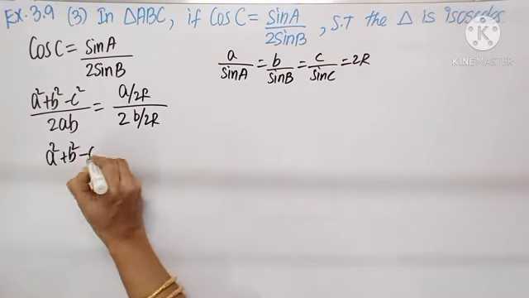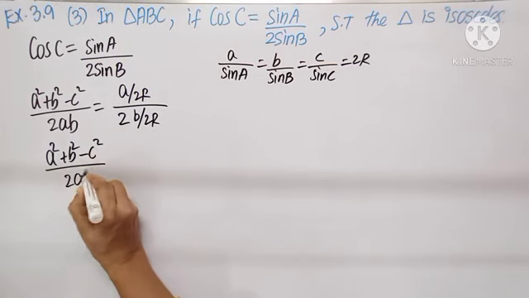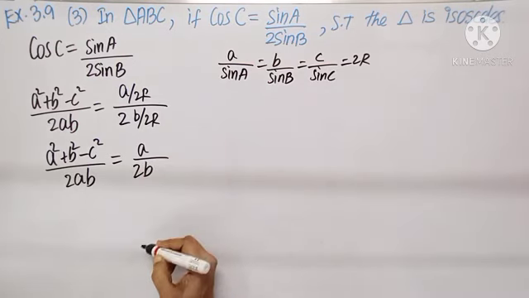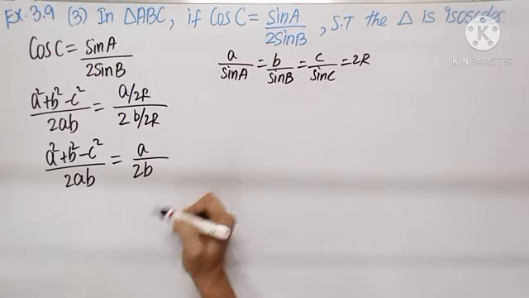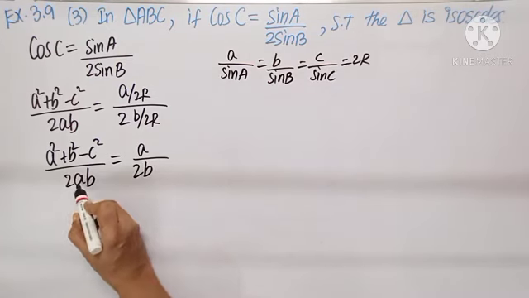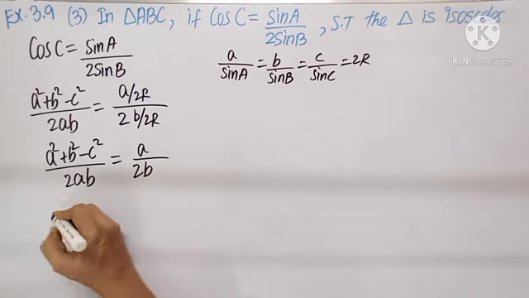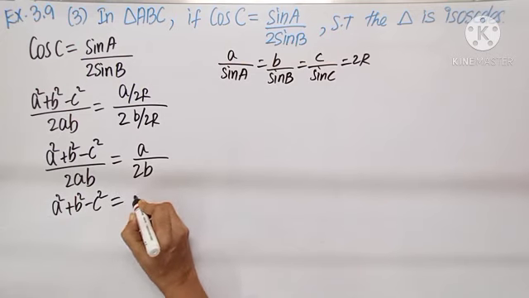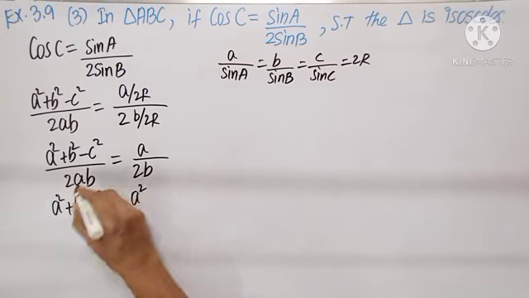a square plus b square minus c square by 2ab equals a by 2b. Again, 2b cancels. We are left with a. Taking it to the other side, a square plus b square minus c square is a into a, that is a square.